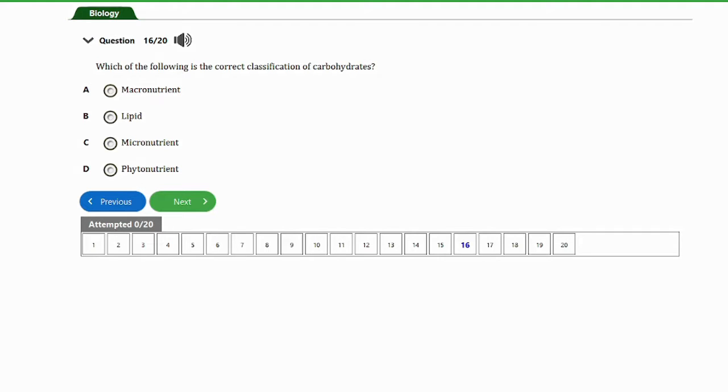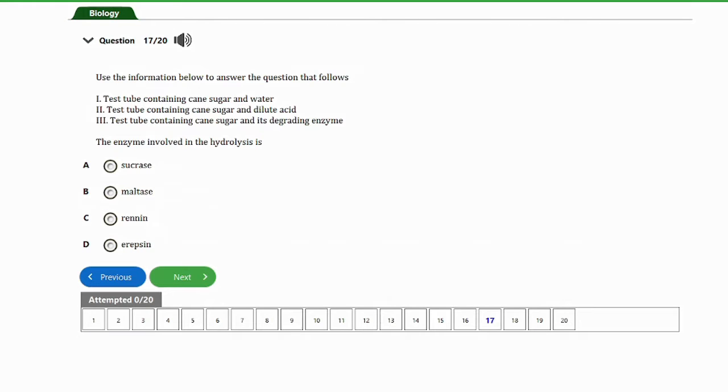Question number 16. It says, which of the following is the correct classification of carbohydrates? A, macronutrients, B, lipid, C, micronutrients, D, phytonutrients. So guys, the answer to this question is option A, and that's the macronutrients. So carbohydrates is one of the macronutrients. So let's consider the next question, guys.